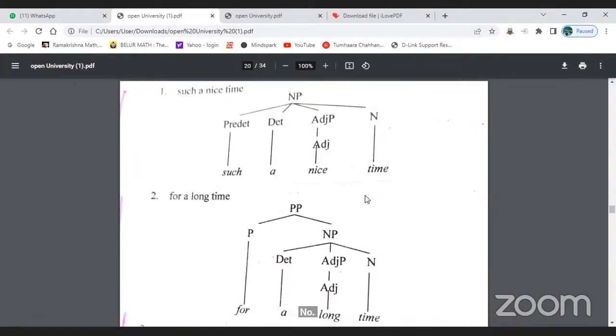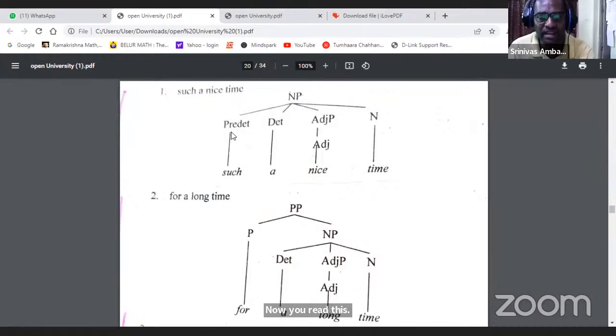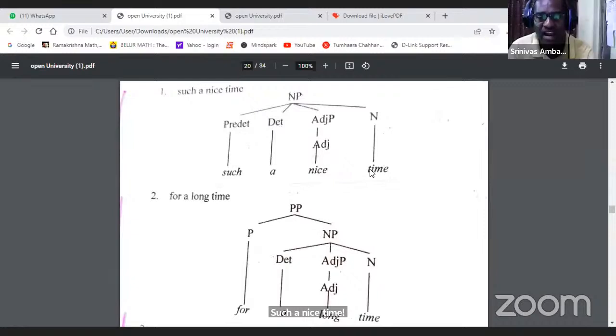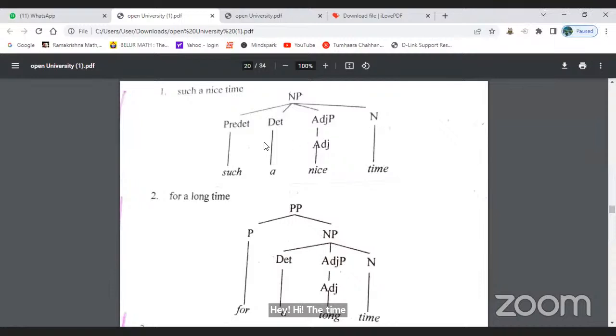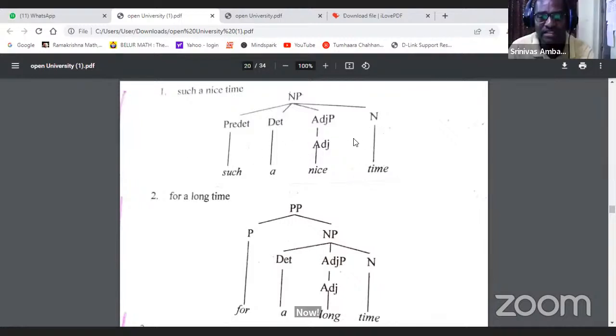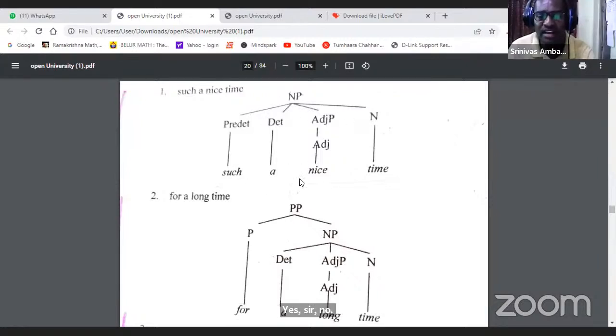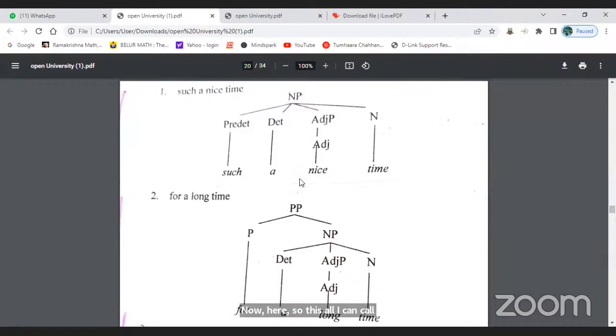Such a nice time. Such is a predeterminer. A is a determiner. Nice is an adjective, adjective phrase. And time is a noun. So all together it comes to a noun phrase, because there is no verb phrase and we have a noun here. So all this I can call a noun phrase. Beautiful way of representation.